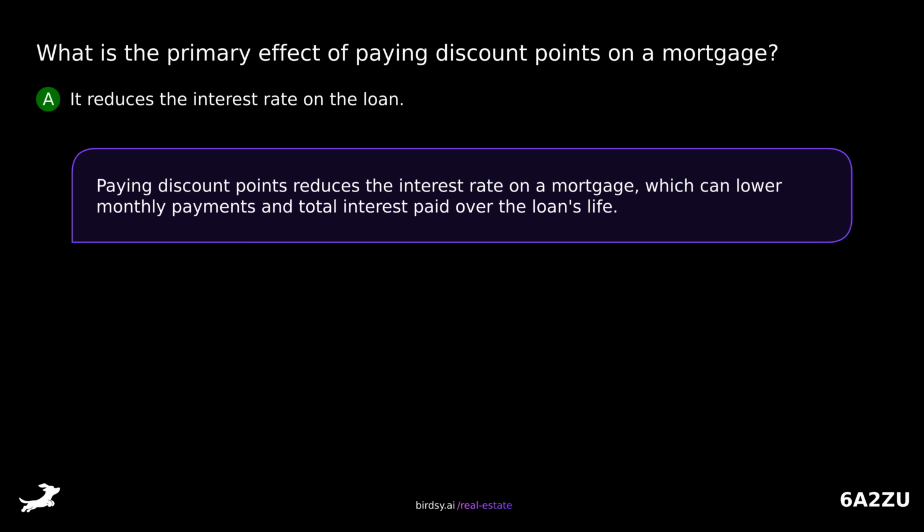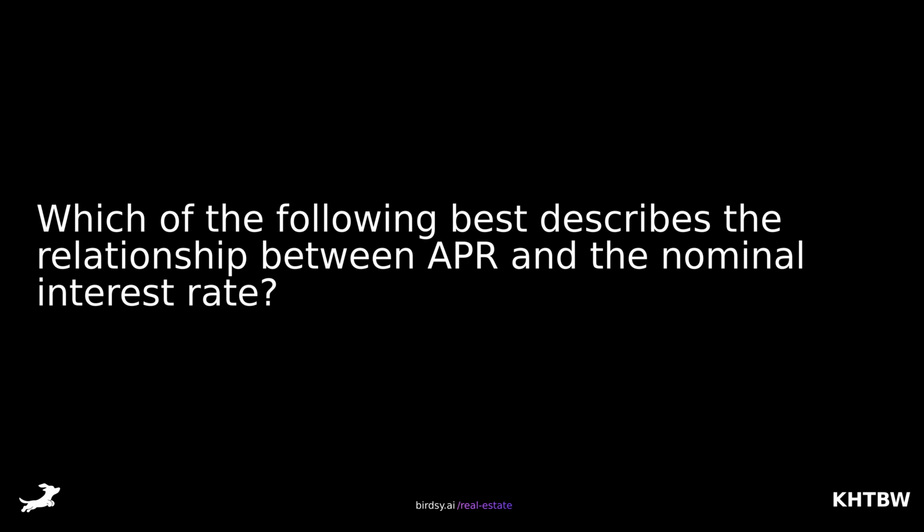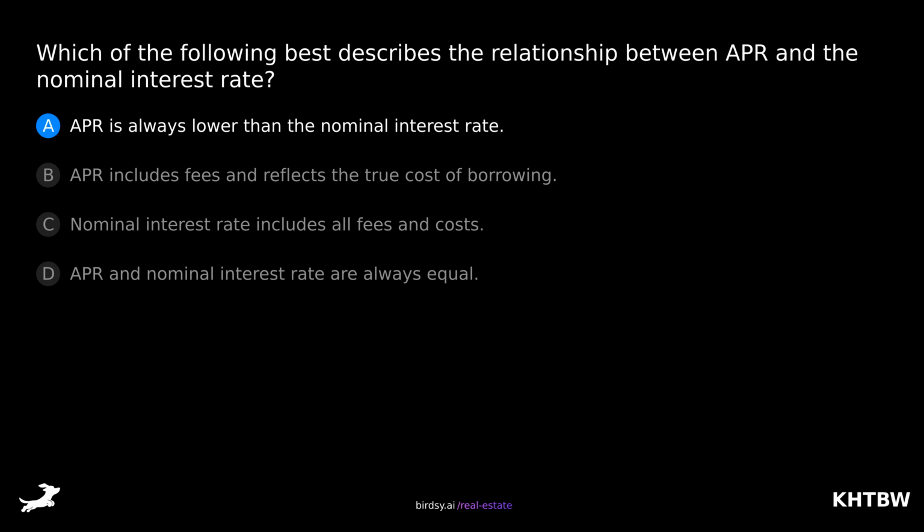Paying discount points reduces the interest rate on a mortgage, which can lower monthly payments and total interest paid over the loan's life. Which of the following best describes the relationship between APR and the nominal interest rate? Is it A, APR is always lower than the nominal interest rate? B, APR includes fees and reflects the true cost of borrowing? C, nominal interest rate includes all fees and costs? Or D, APR and nominal interest rate are always equal?